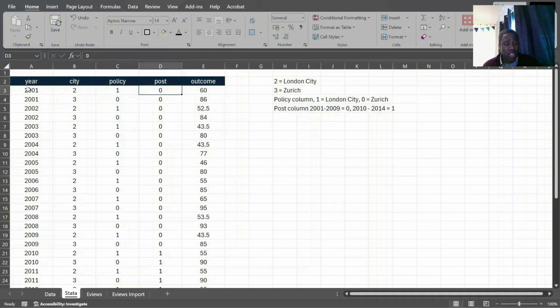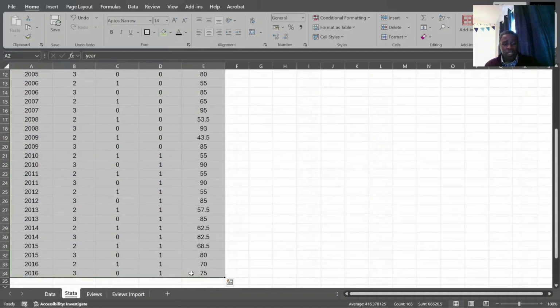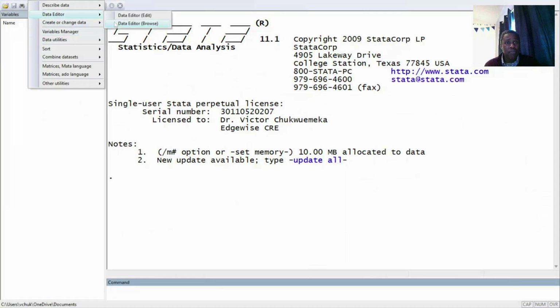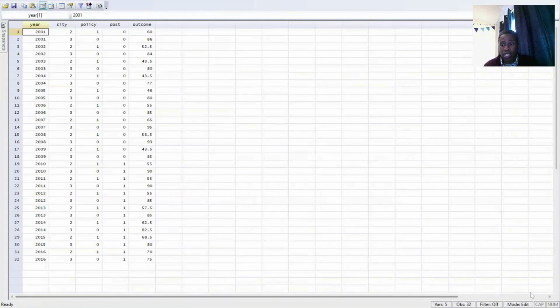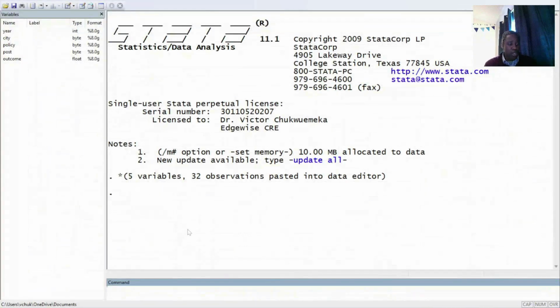0 is going to denote everything between 2001 and 2009, and the policy time is going to be denoted by dummy variable 1, and this is the outcome. So I'm just going to take this quickly and put it in. This is Stata. Put it into Stata. There we go. There are our variables. And now we are going to measure this.